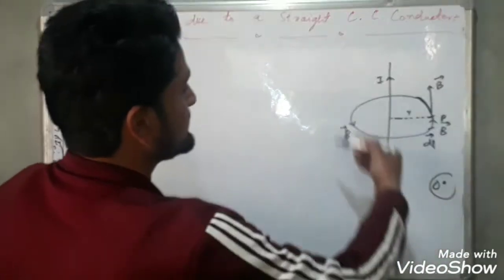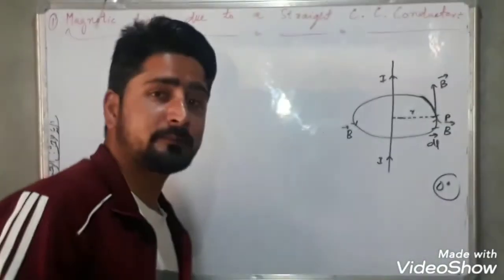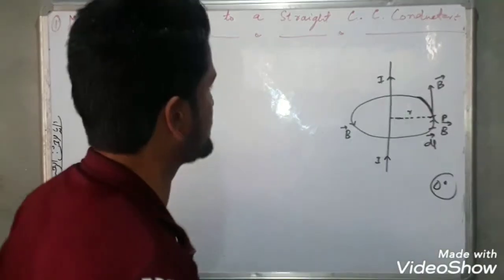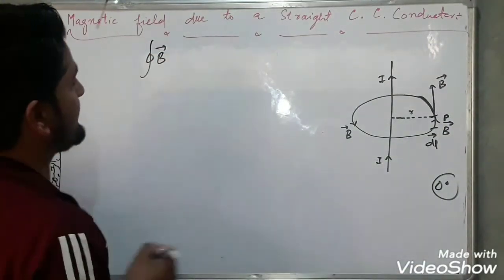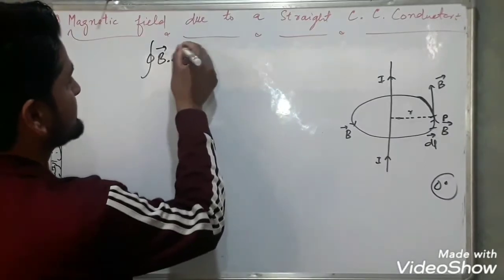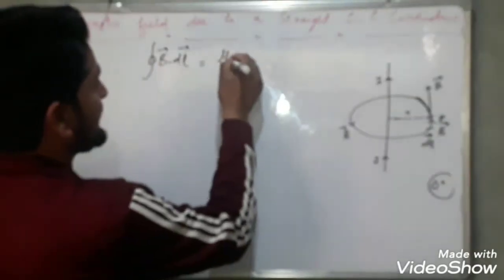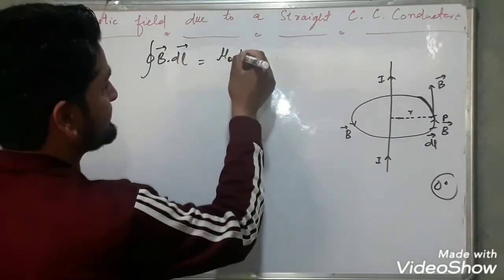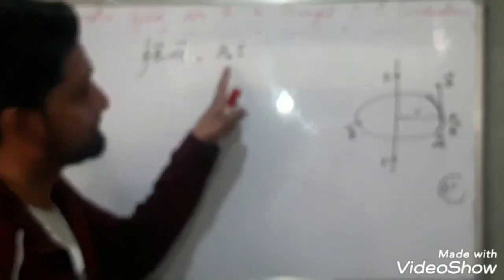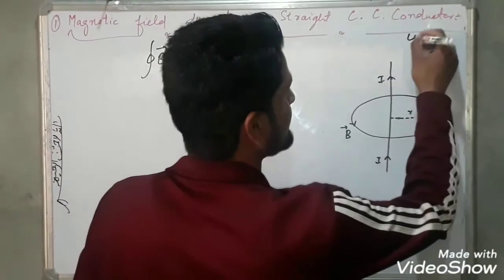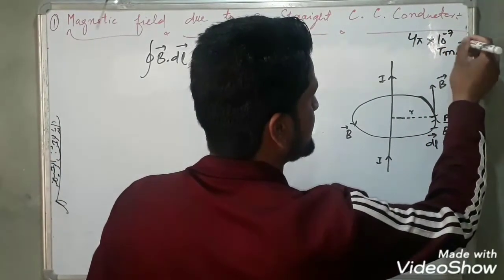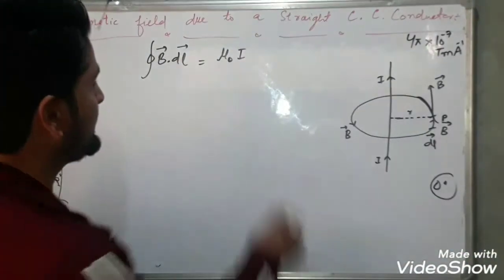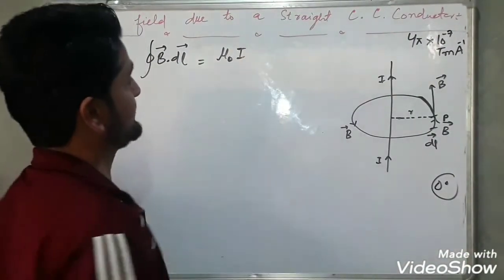So let me calculate the magnetic field at this very point due to the straight current carrying conductor, but by means of Ampere Circuital law. We know that according to Ampere Circuital law, the line integral of magnetic field for the closed path, B dot dl, equals the absolute permeability times the current. It is mu naught I, and you know the value of mu naught. It is 4 pi into 10 raised to the power minus 7 Tesla meter per ampere. And I is the current flowing through the conductor.